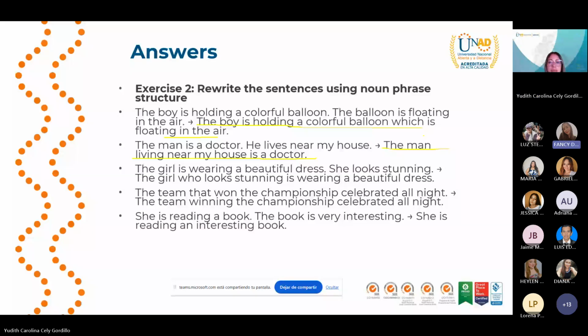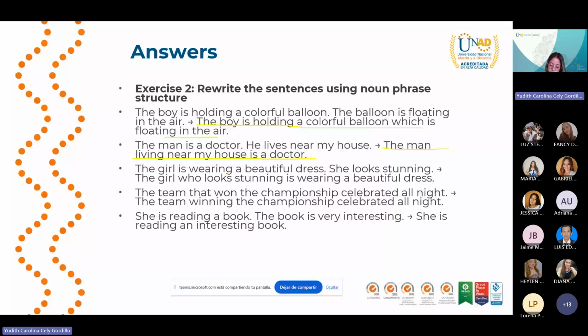The second, right? Yeah, the second. Okay. The man is a doctor. He lives near my house. The man living near my house is a doctor. That's all right. Using this correct order.